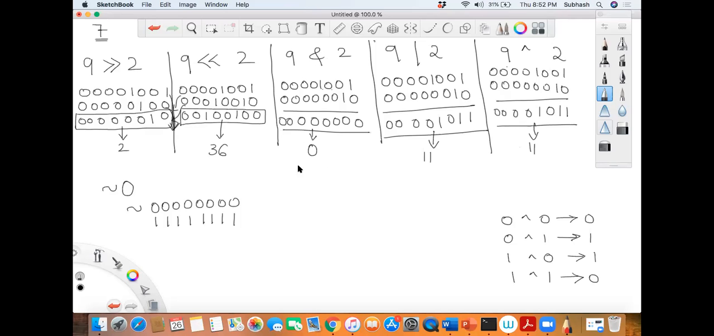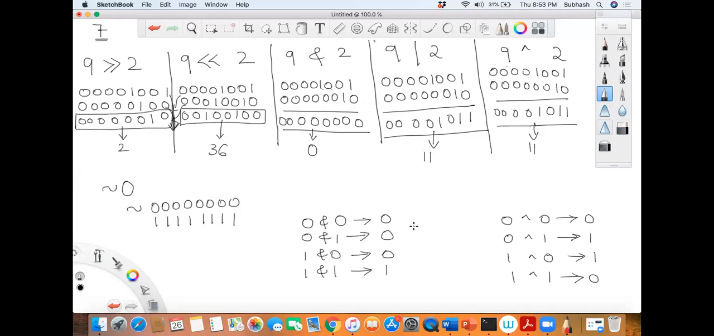Now listen to me. How does AND work? For that you'll have to know the truth table. 0 AND 0, 0 AND 1, 1 AND 0, and 1 AND 1. What is 0 AND 0? It is 0. 0 AND 1 is 0. 1 AND 0 is 0. 1 AND 1 is 1. The same thing applies to each bit, and you'll get the value over here. That's all. Did you understand this?